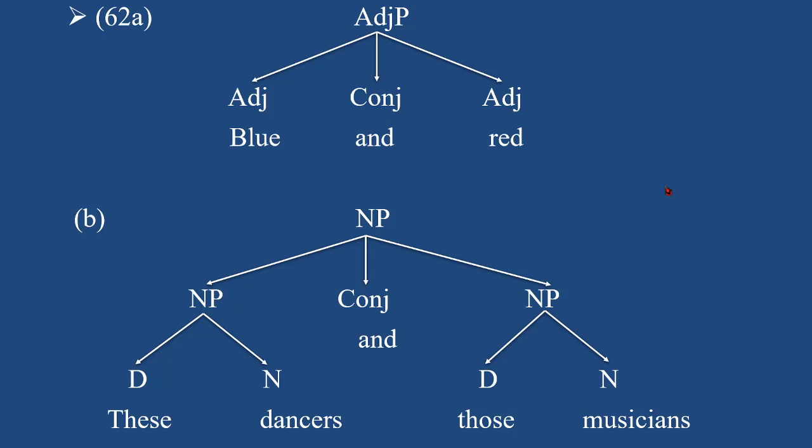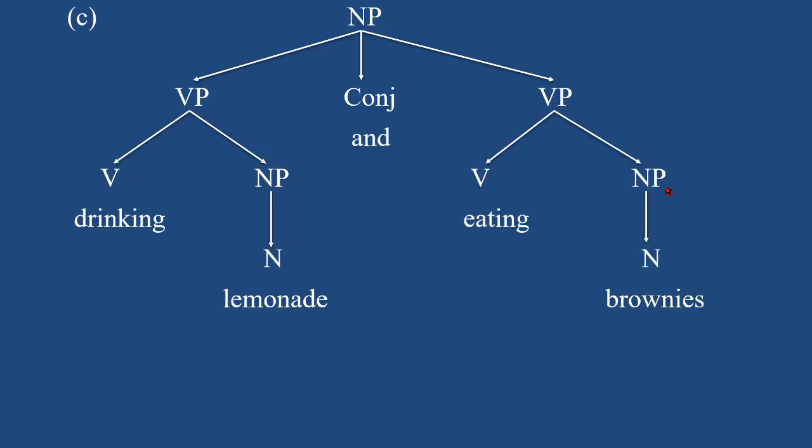So the blue and red. When we have blue and red, both are adjectives, so the whole category is an AP. They are conjoined because they are identical. Okay, an NP again can be conjoined when we have an NP plus an NP. These dancers, those musicians, both of them are identical. Both of them are NPs, so they are conjoined with "and" to form a bigger NP.